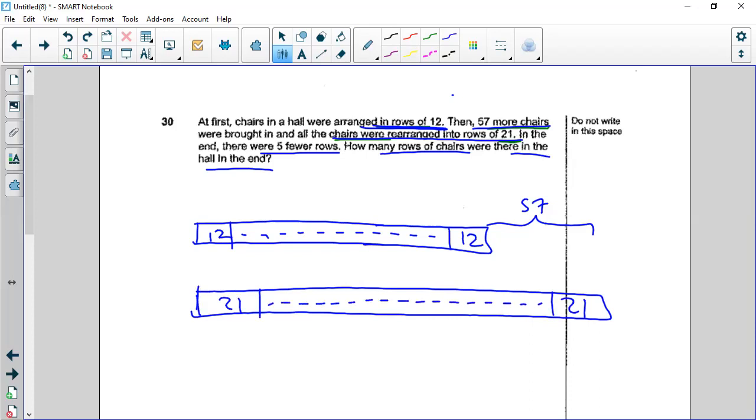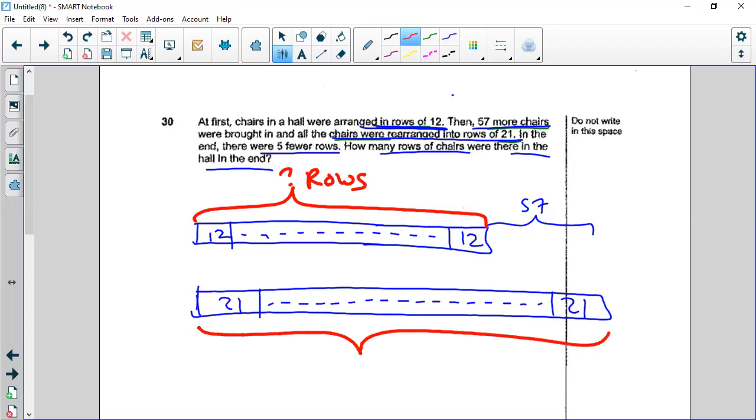All right, now listen carefully. When you draw this kind of average model, you are actually telling me that how many rows here must be the same as how many rows below. So the number of rows is the same for both rectangles, but is that true? No, right? In the end, there were 5 fewer rows. So we don't have an equal number of rows.